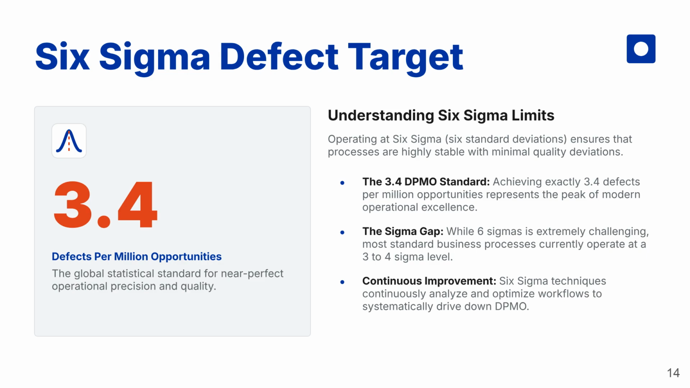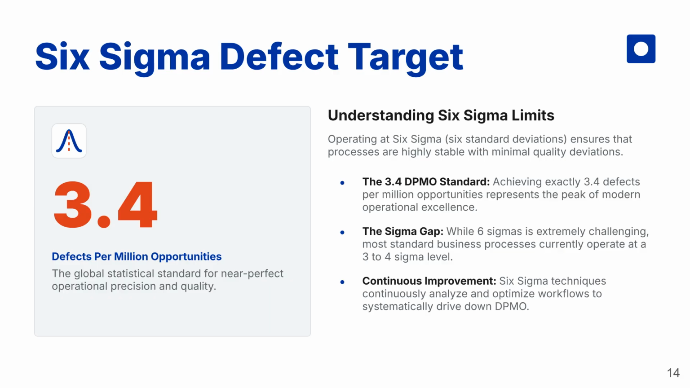The benchmark for a Six Sigma process is 3.4 defects per million opportunities. Although this number may seem incredibly small, it represents a process that is highly stable, predictable, and capable of producing consistent results with almost no errors. This level of quality is often referred to as near-perfect performance.